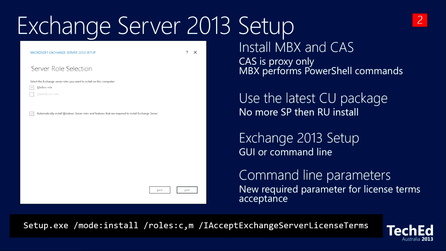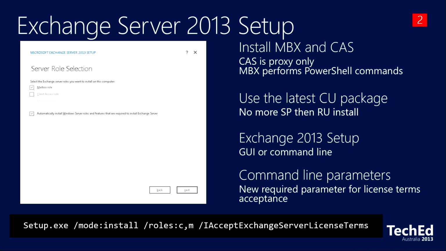So again, you're going to be installing Mailbox and CAS. CAS is proxy only. Mailbox has all the objects, including the PowerShell endpoints. You'll always use the latest cumulative update package, so no more installing RTM and then applying a service pack or anything like that. You just go and get the latest version, which again is Exchange 2013 RTM CU2, and you just deploy that, and that gives you a fresh server right out of the gate. And I mentioned the new command line parameters.